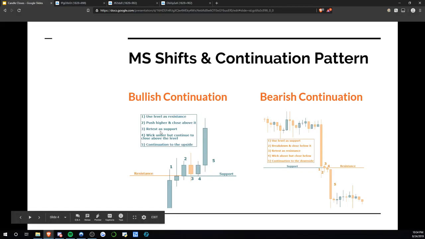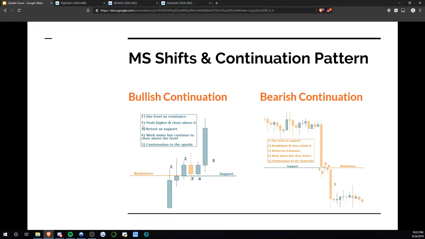I just didn't have enough room to grab that whole screenshot, so I got this resistance level from a high. As you can see, price uses this level as resistance on this first and second candle. You see it pushed above resistance, closed below it, pushed above resistance, closed below it.